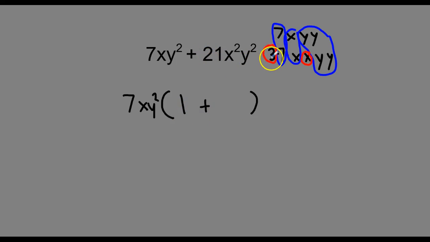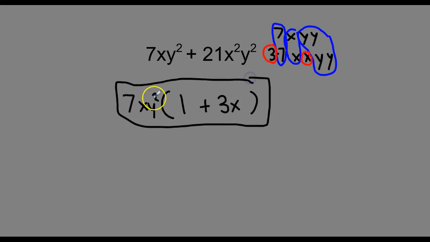And then what's left over here? Well, 3 and x, and that's it. So 1 plus 3x, we can multiply that back out. 7xy squared times 1 is 7xy squared. Positive 3x times 7xy squared is 21x squared y squared. So we are set. That's all that we can pull out. Let's try one more, then an example for you guys.